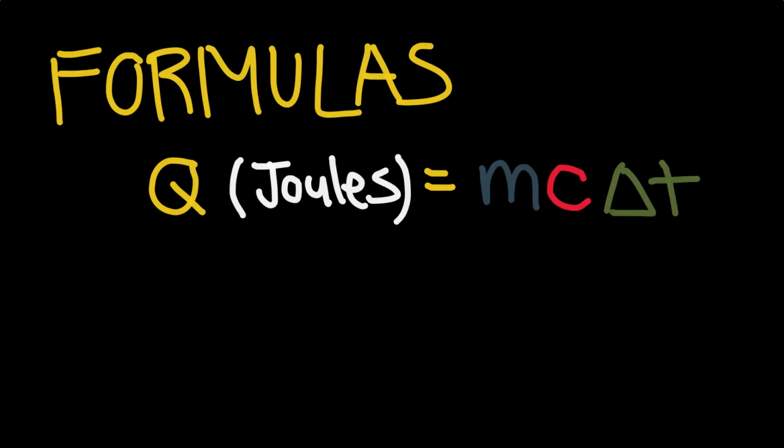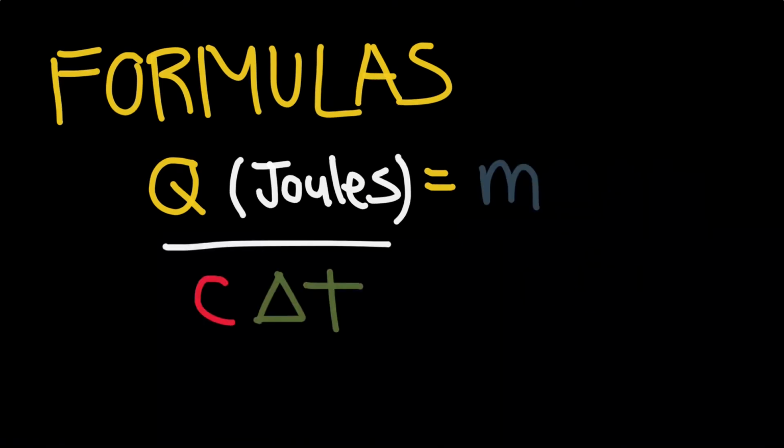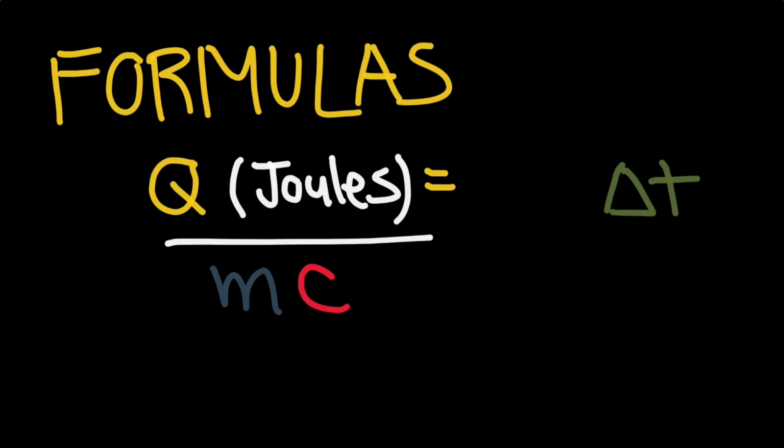These are the formulae you'll need to know. The energy, or heat, needed to change something by a certain degree, measured in joules, is equal to the mass times specific heat capacity times that very change in temperature. You can rearrange this to be equal to specific heat capacity, mass, or change in temperature, but you really only need to know one of these.